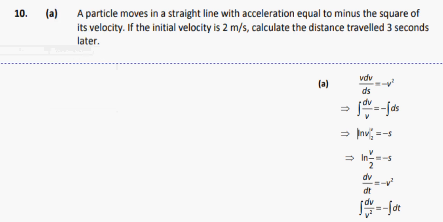A particle moves in a straight line with acceleration equal to minus the square of its velocity. If the initial velocity is 2 meters per second, calculate the distance travelled 3 seconds later.